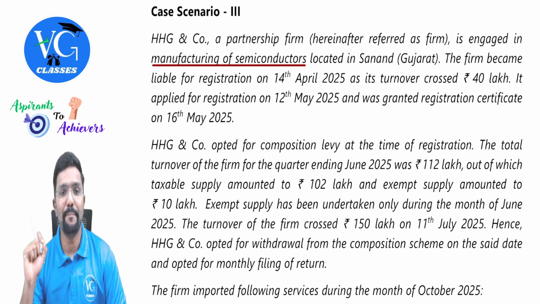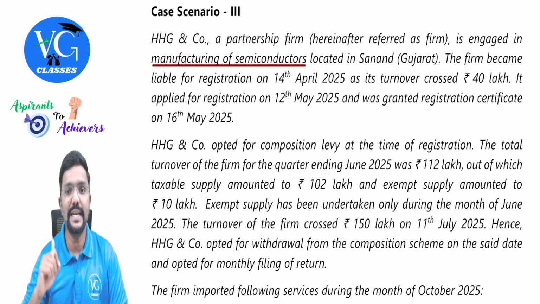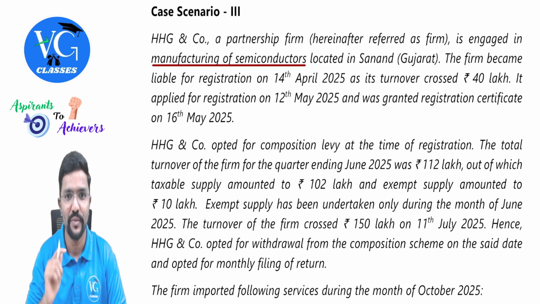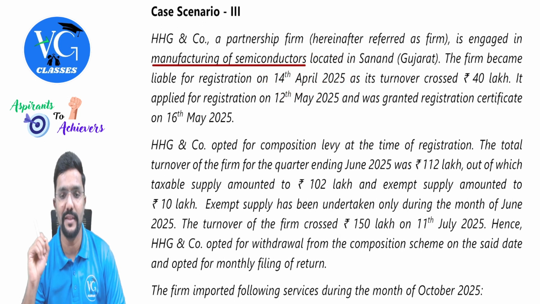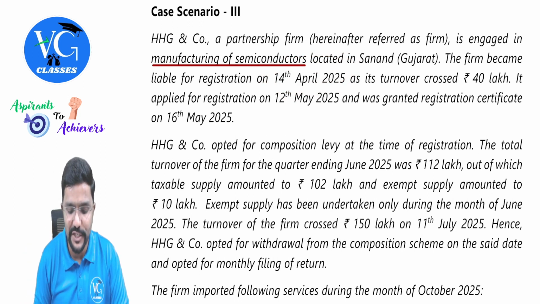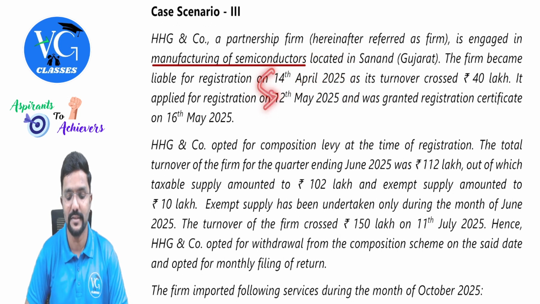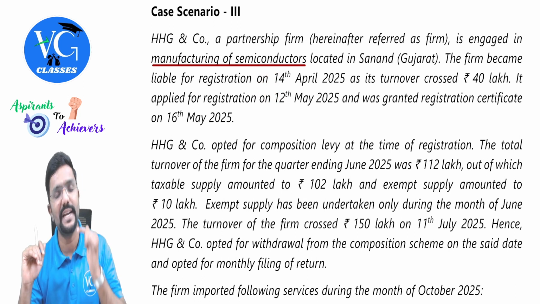Correct? Yes. Assuming they're supplying the goods only within the state of Gujarat. Okay. It applied for registration on 12th May 2025 and was granted registration certificate on 16th May 2025. Guys, one of the questions is on effective date of registration. Yes, sir. So he was liable, the partnership firm was liable on 14th April. They applied for registration on 12th May. Just check. Have they applied within 30 days? Yes, they have applied within 30 days. April will have only 30 days, guys. Please be careful. So did they apply within 30 days?